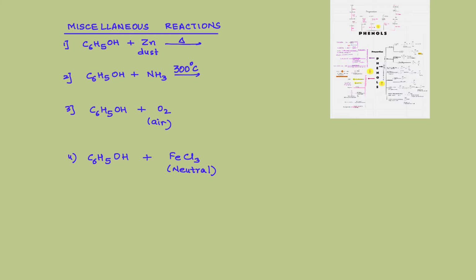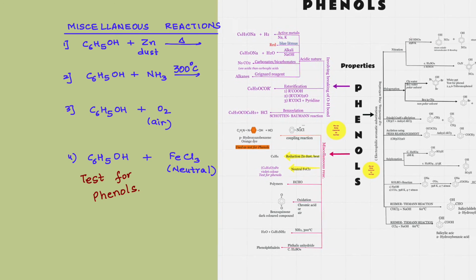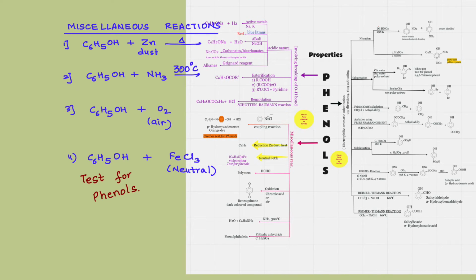The last reaction, phenol with neutral FeCl3. This reaction is a very important test for phenols, which you are also going to carry out in the laboratory. Please write the products of this reaction, and in case you do not have this chart, I have already shared it as the first video in the series of videos on phenols, and also explained how you can use this chart. So please make sure that you derive maximum benefit out of it.